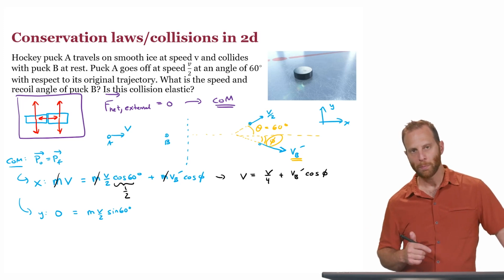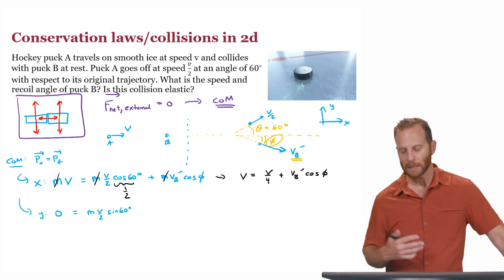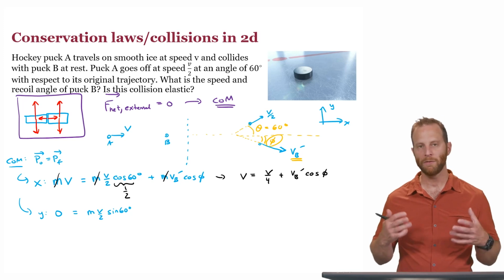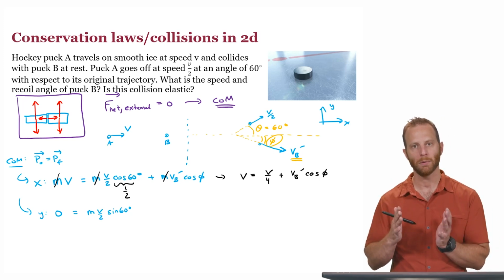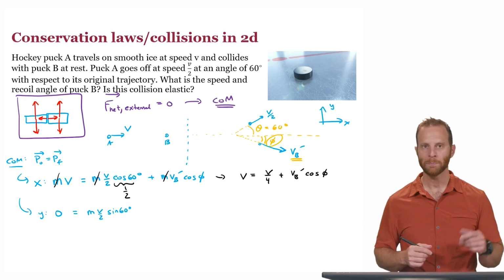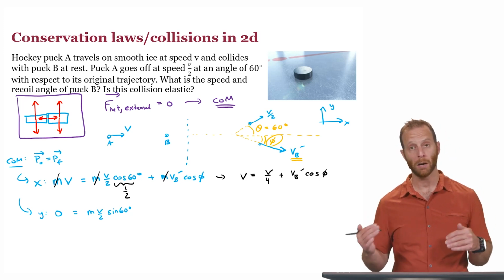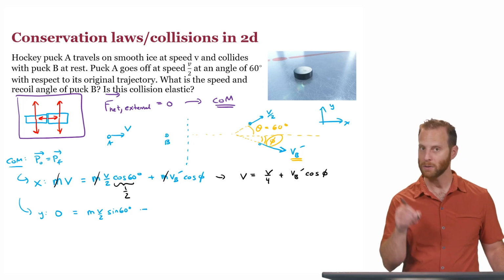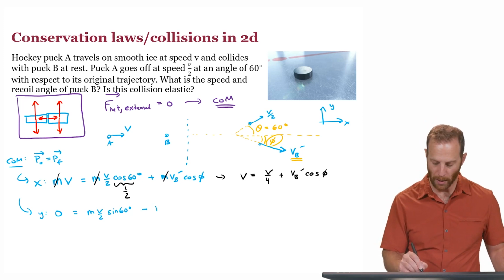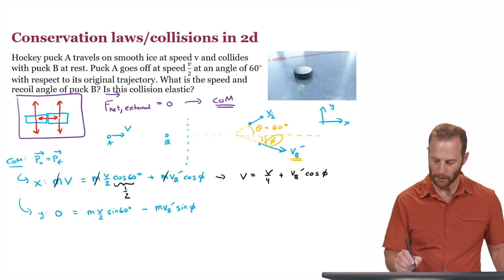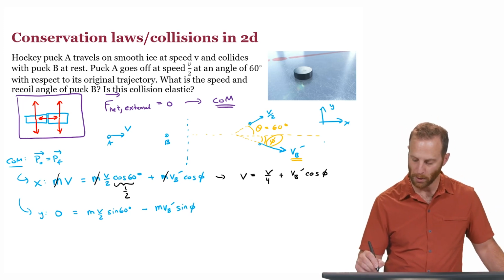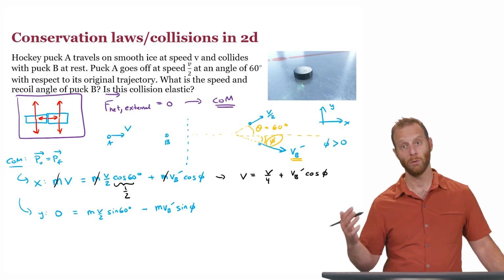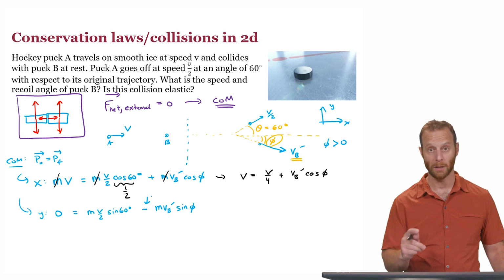To figure out what's going on with puck B, we need to make a convention. Let's choose by convention that phi will be a positive number. We'll just take the magnitude of that angle. In order to account for the fact that puck B is going in the negative y direction, I will include that with a minus sign explicitly here and write m vb prime times the sine of phi. Just to be very explicit, we're by assumption assuming that phi is chosen by definition to be greater than 0, and this minus sign does what we want it to do.